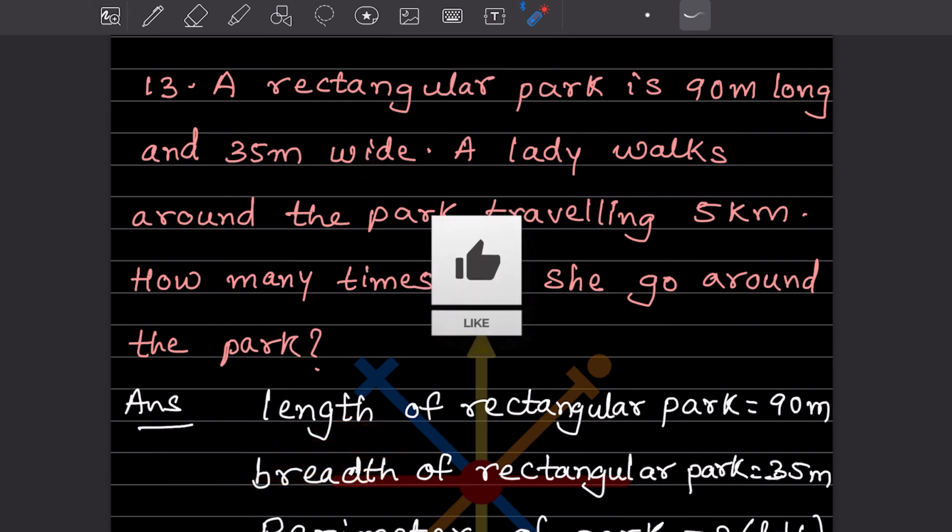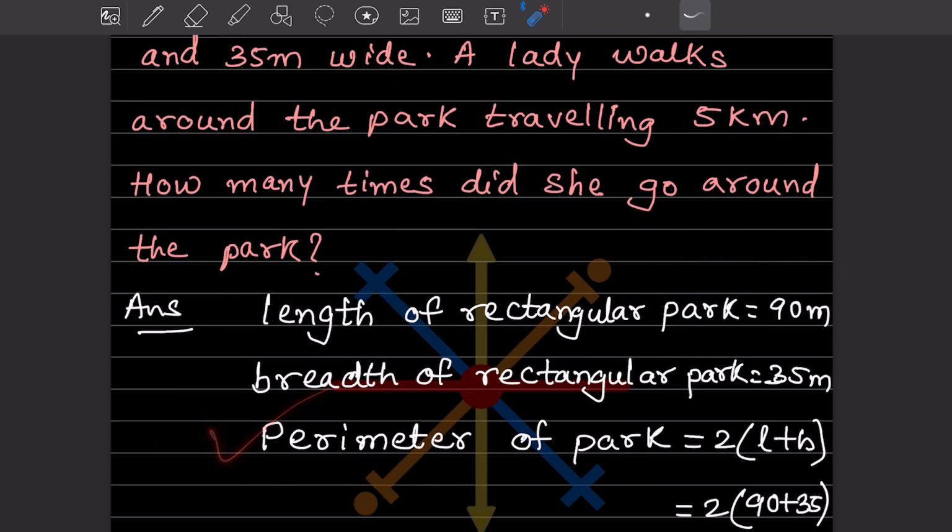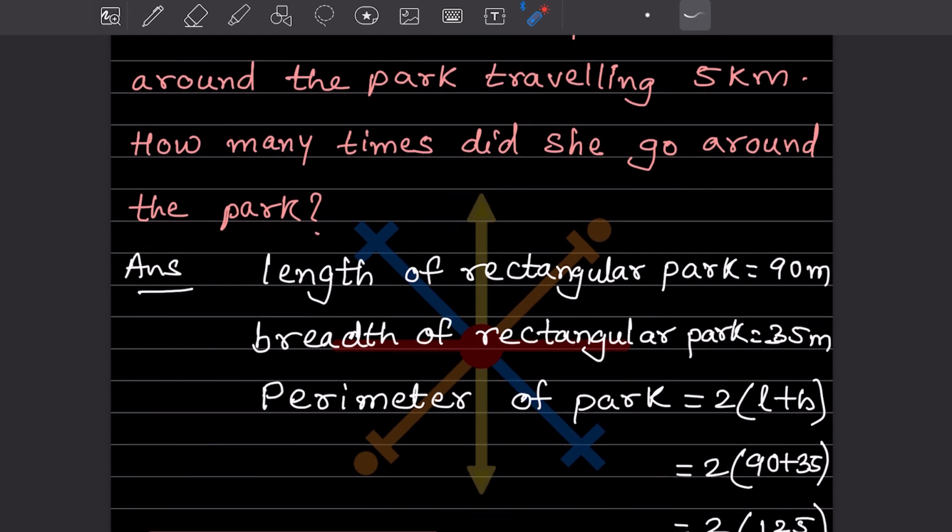Now what are you going to write here? Perimeter of park. Somewhere it's given as breadth and somewhere as width, so you can change it, both are the same. Just write width, it will be better. So perimeter of park is twice into length plus width. You know this is 90, and the width is 35. When you add this, you get 125. When you multiply by 2, you get 250.